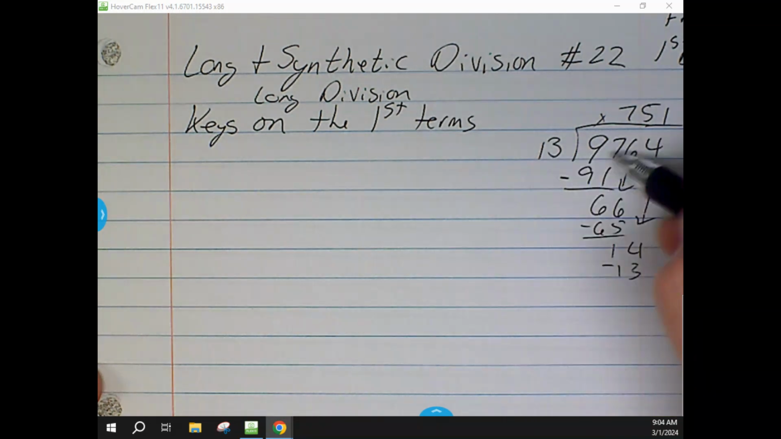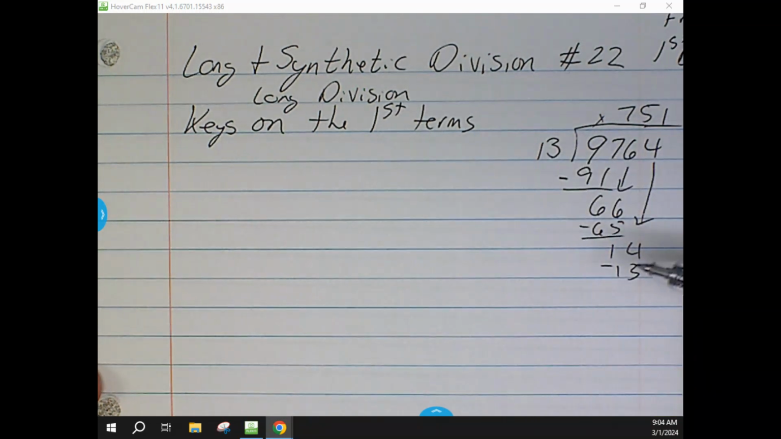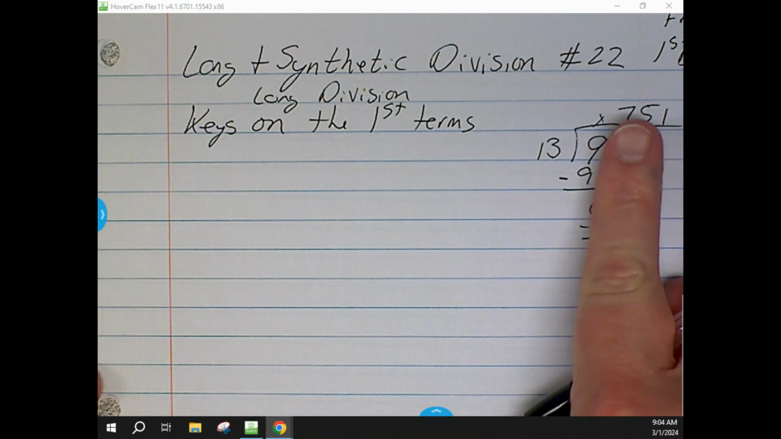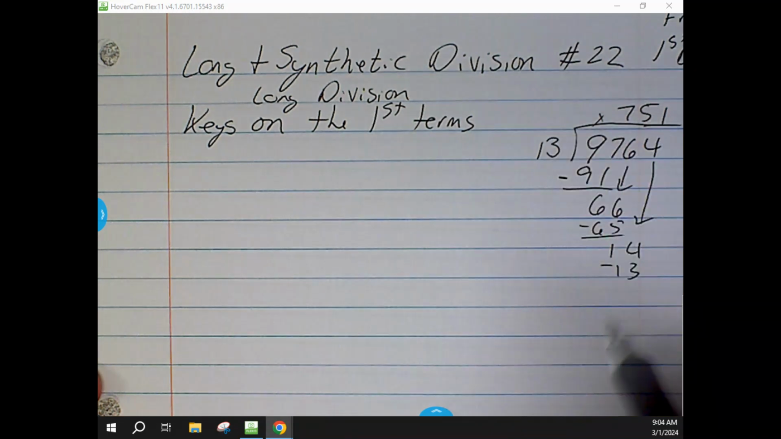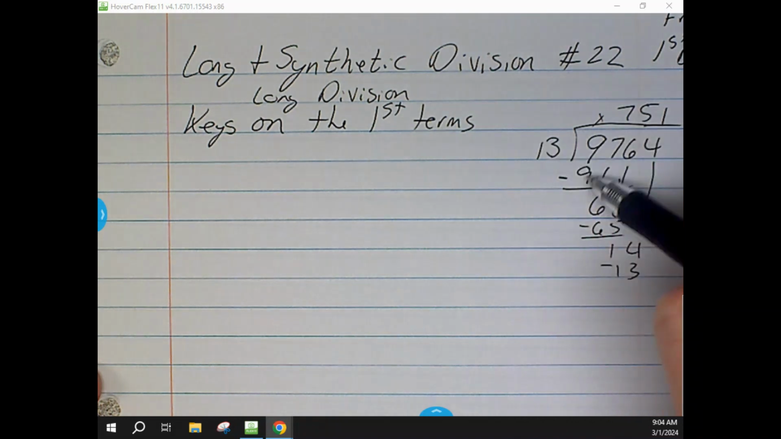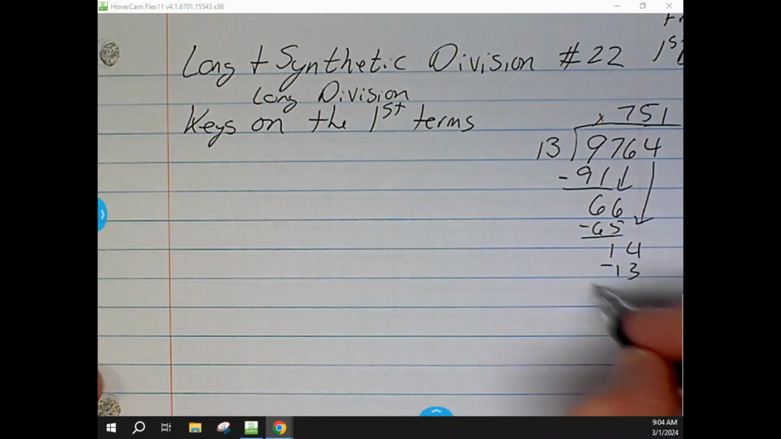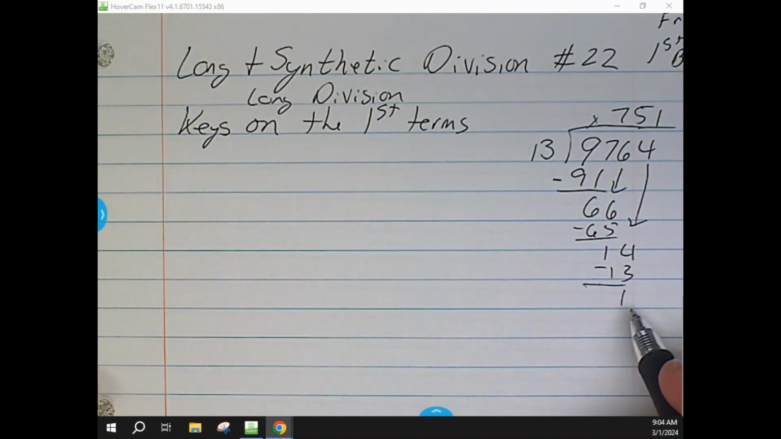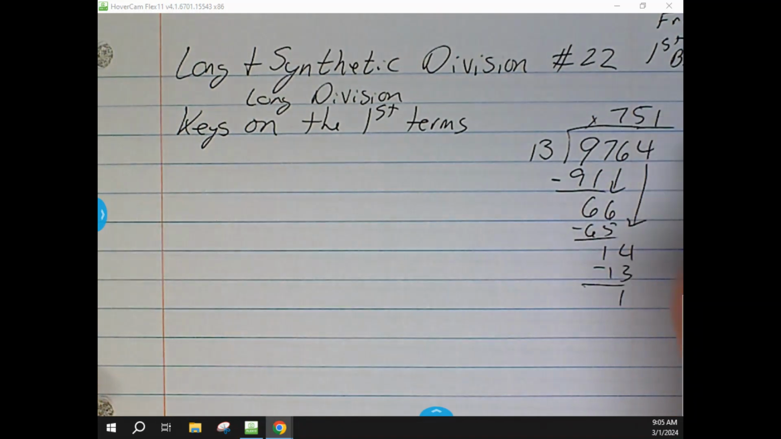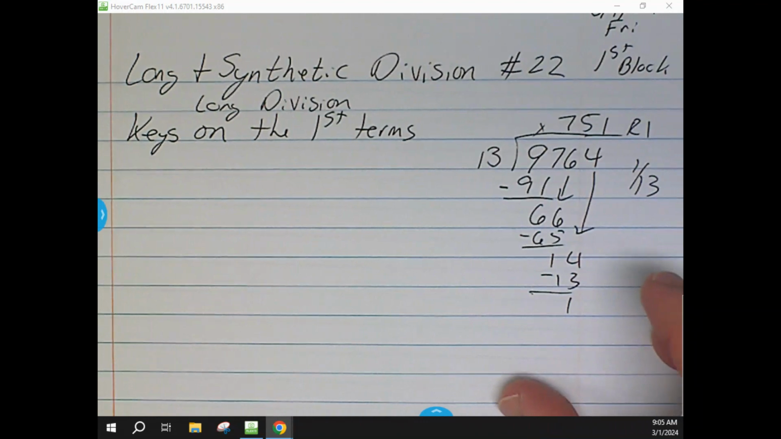So basically you divide this one into here. And again, you key on the first terms. 13, will it go into 9? Well, no. Then we go to the next term. Will 13 go into 97? It does. And then we're going to multiply this times this, bring this number here, subtract. Finally, at the end, we've got a remainder of 1. So we could answer that one as 751 with remainder 1, or we could do it as 1/13. We had different options with how the remainder was going to be set up there.